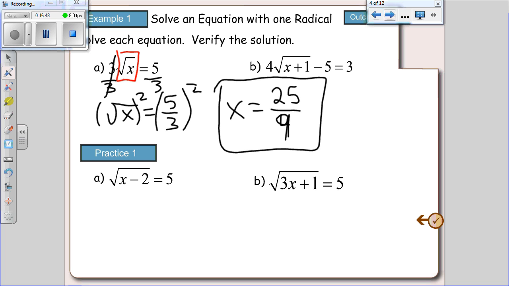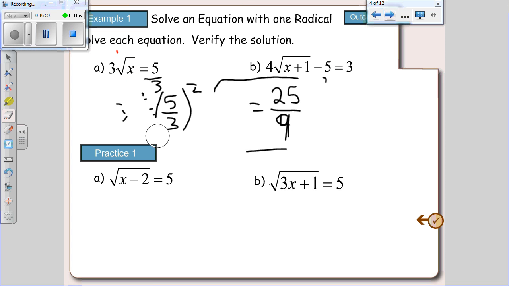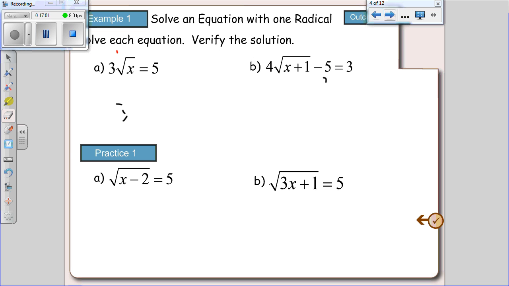Okay, let's do one that's a little bit harder. The trick is to get the radical by itself. What are we going to have to move away from the radical to start? The 5.